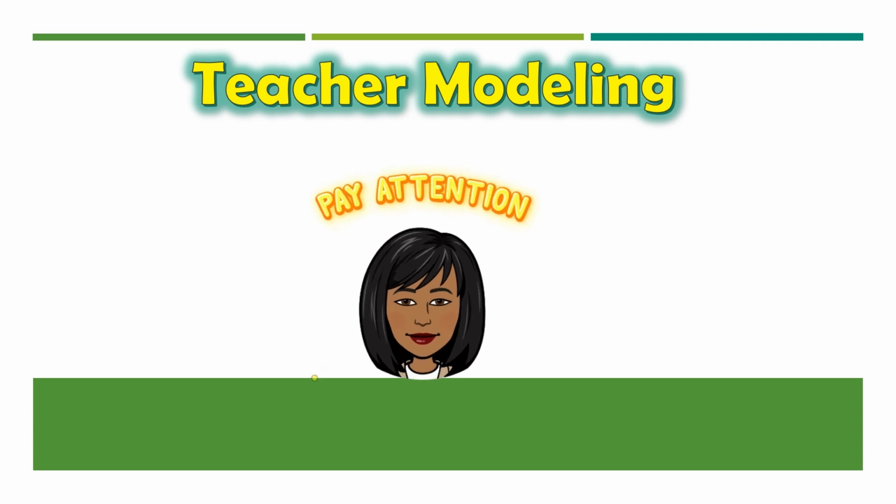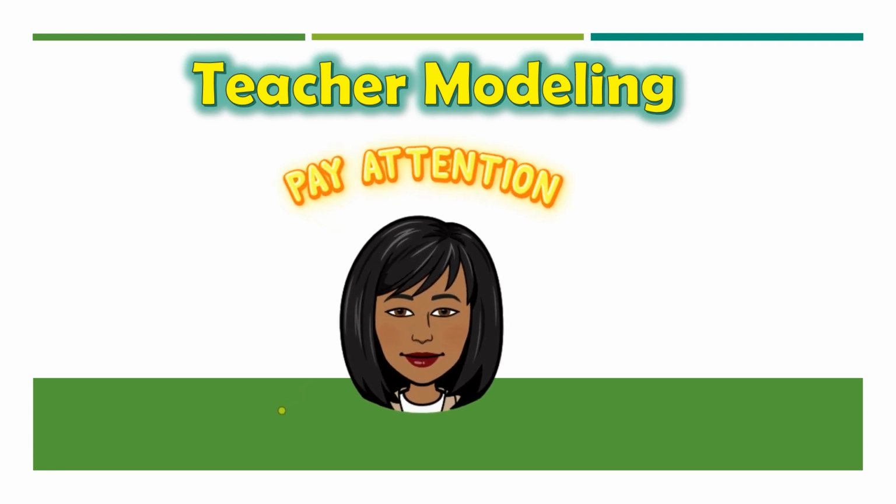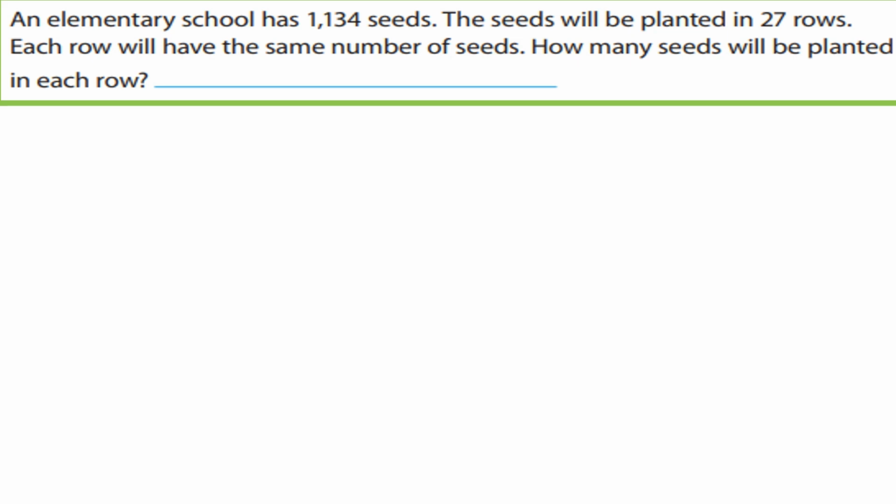I will now be modeling for you, so pay attention as to how you can use area model to solve division problems. Let's look at the problem. An elementary school has 1,134 seeds. The seeds will be planted in 27 rows. Each row will have the same number of seeds. How many seeds will be planted in each row?